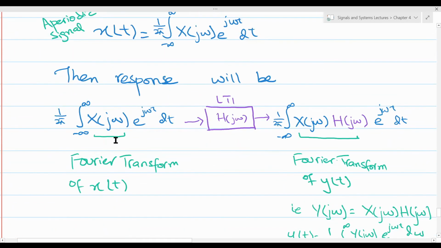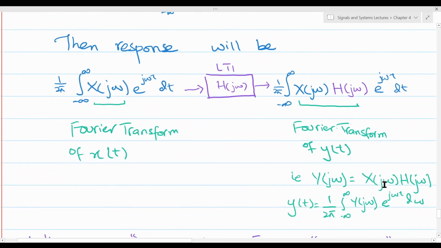In simpler words, if we know the Fourier transform of the input signal and if we know the frequency response of the LTI system, we can simply find the Fourier transform of the output by multiplying the Fourier transform of the input signal by the frequency response of the LTI system. And if we know the Fourier transform of the output, we can simply find y of t by the synthesis equation, which is 1 over 2 pi integral Y of j omega exponential of j omega t d omega.